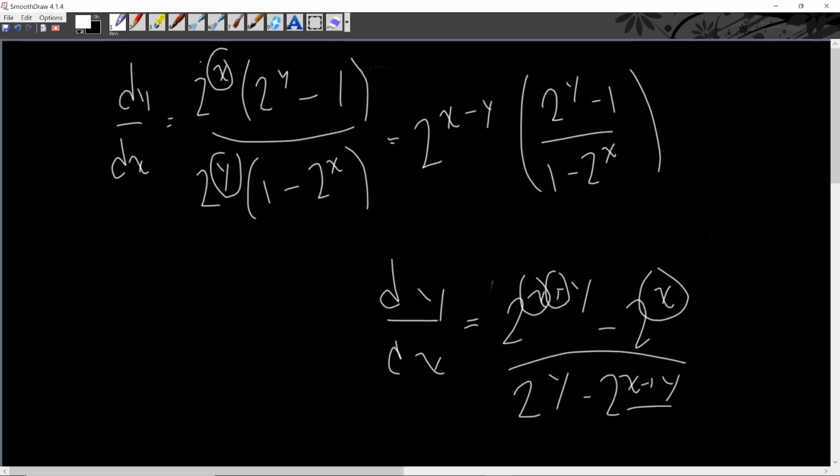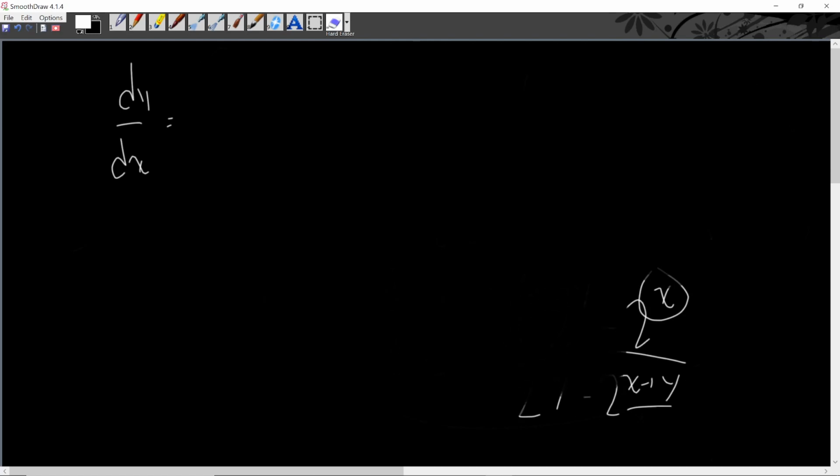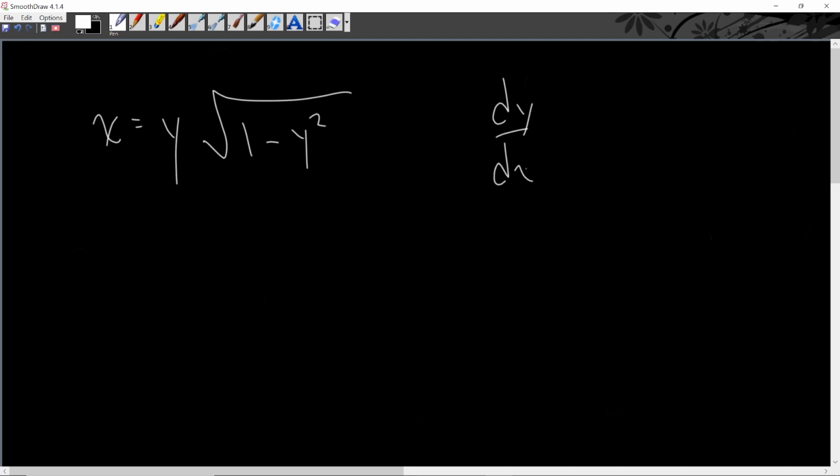Okay. This is somewhat similar to another problem that we did, that kind of weird one that I didn't really know what I was doing. But this one is a lot more straightforward. Not necessarily easier, but it is a lot more straightforward. So we have x is equal to y times the square root of 1 minus y squared, and then dy dx is something.